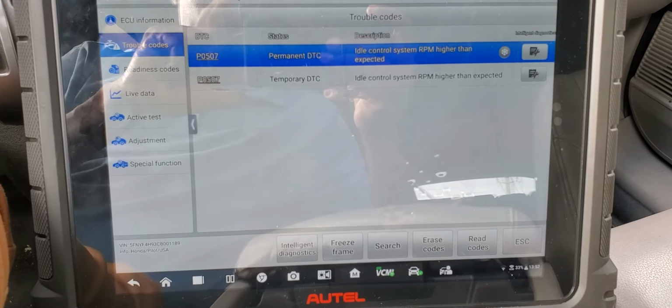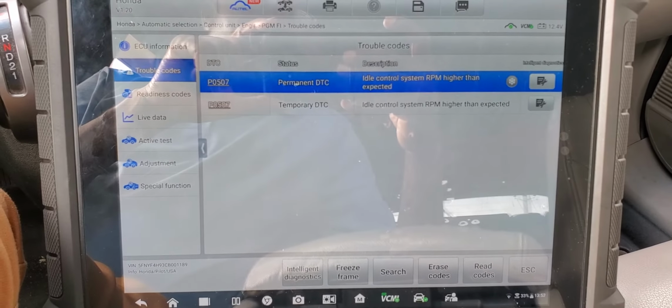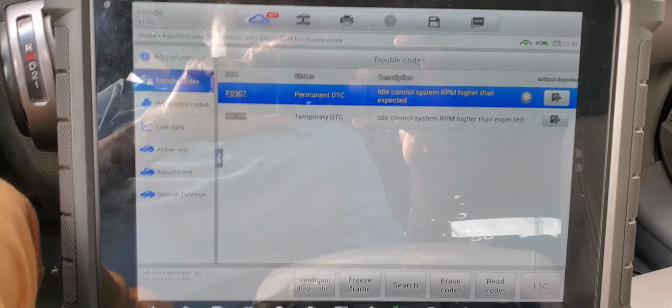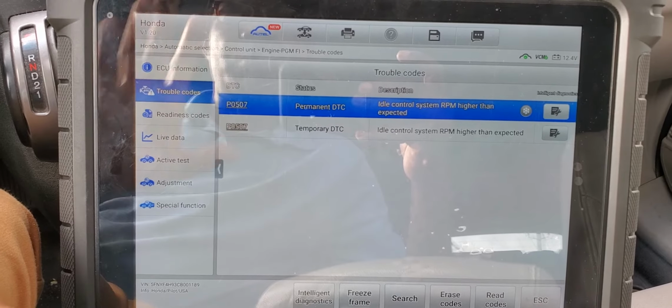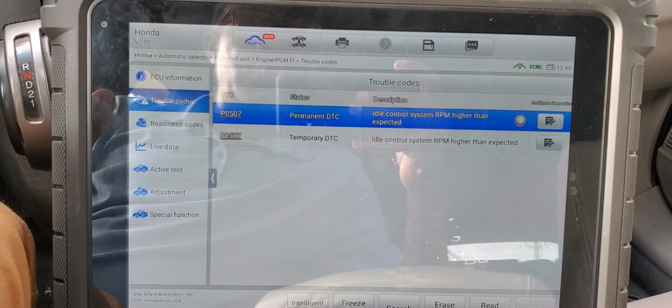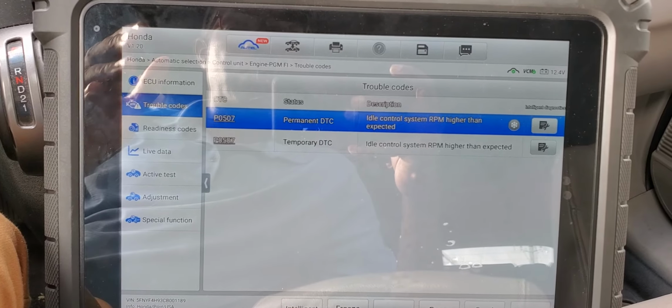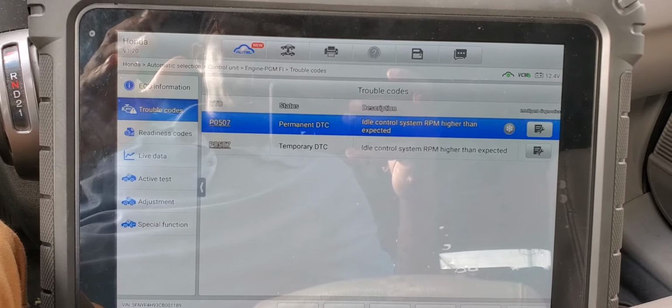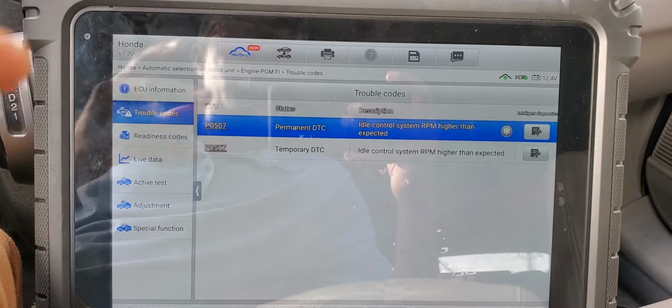You see P0507, hopefully it's clear. One is the idle control system RPM higher than expected. Idle control system RPM higher than expected, 2 times.